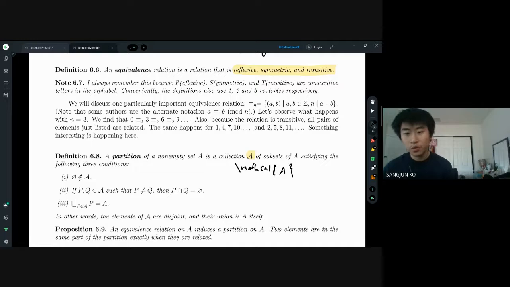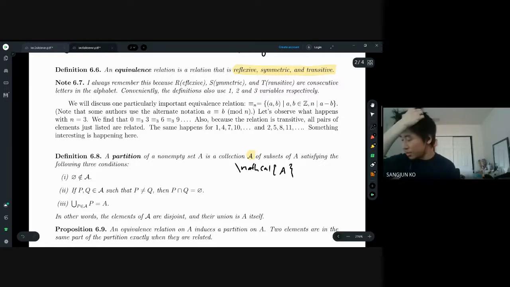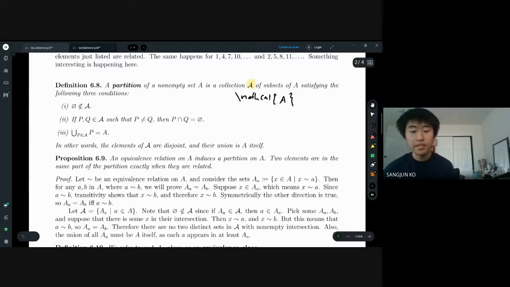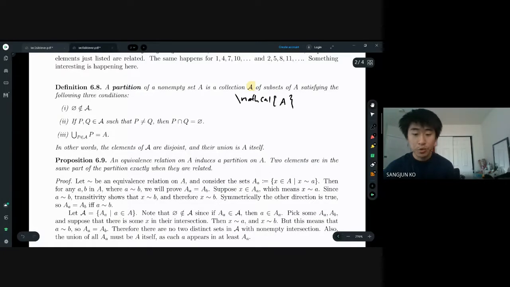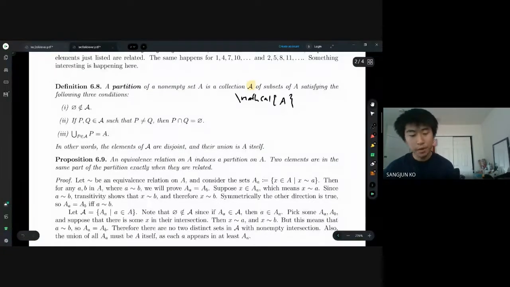And now if you go back to this example over here, these sets that we have are going to construct a partition because the empty set. Well, let's actually take a look at the next proposition before we discuss this. Okay, so there is a one-to-one correspondence between partitions and equivalence relations. Well, is there? Actually, I don't know. You're going to have to think about that. So every equivalence relation on A induces a partition on A. Two elements are in the same part exactly when they are related.